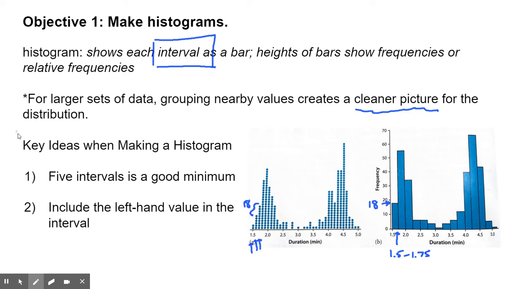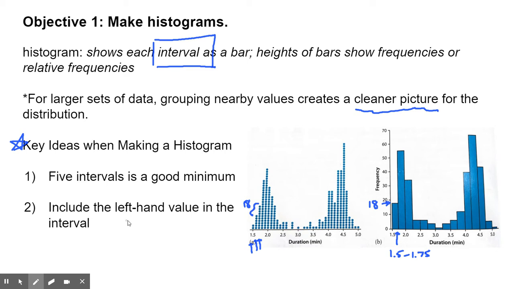Okay, so some key ideas when making a histogram. Number one, 5 intervals is a good minimum. So that's one of your jobs when you do create the histogram. The stats app will do it for you, but sometimes you have to pick the proper intervals. Most of the time it defaults to the best choice.